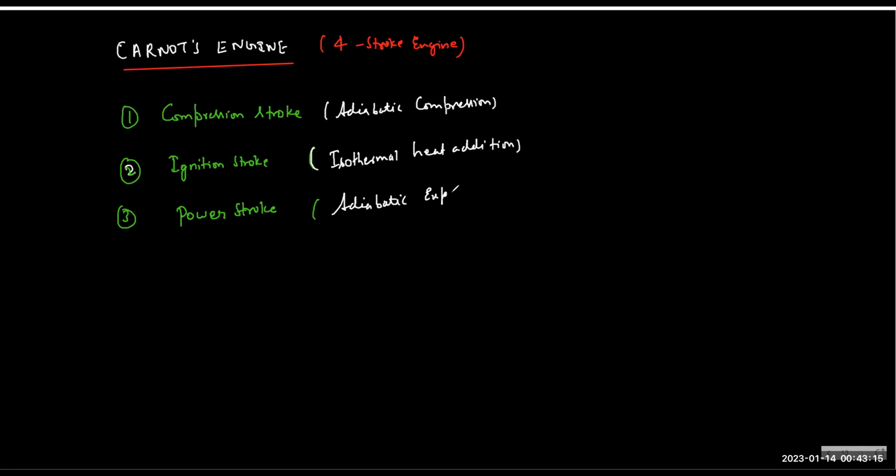And the last stroke, so the unused energy should be thrown back to the sink, right? And again, there's a problem. This is the isothermal heat rejection. And you can see, guys, that we have two adiabatic and two isothermal processes. Can you plot the graph?